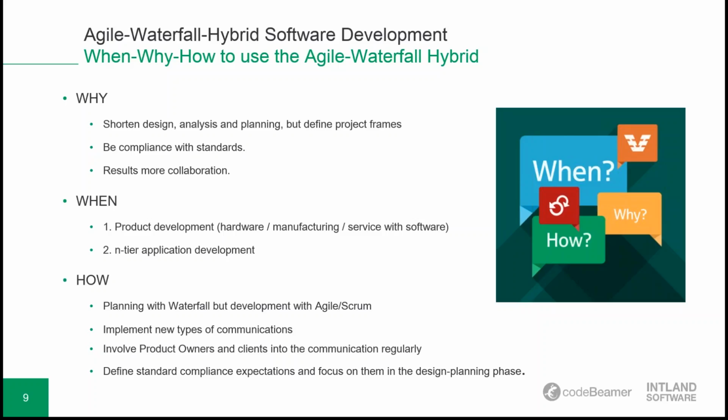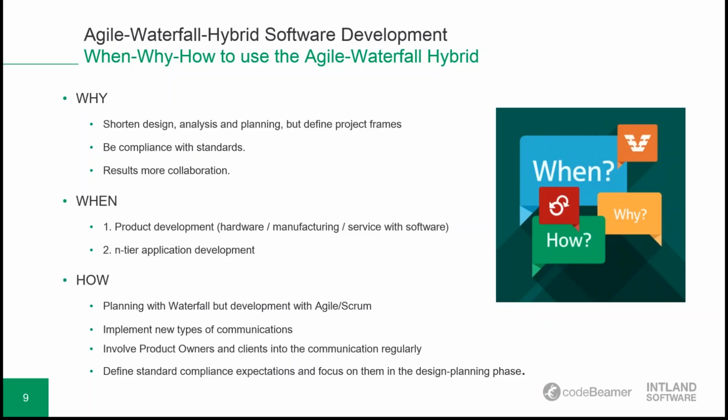There's often a question when to use an agile waterfall hybrid. We normally answer that it's for product development. For us, it equals hardware and software development. The hardware, the product in this case, is developed by Waterfall, and the software by Agile. Or the second option is end-tier application development, where the graphical user interface is developed with Agile Scrum methods, and the backend technology, which needs to be more robust and stable, is developed with Waterfall or V model.